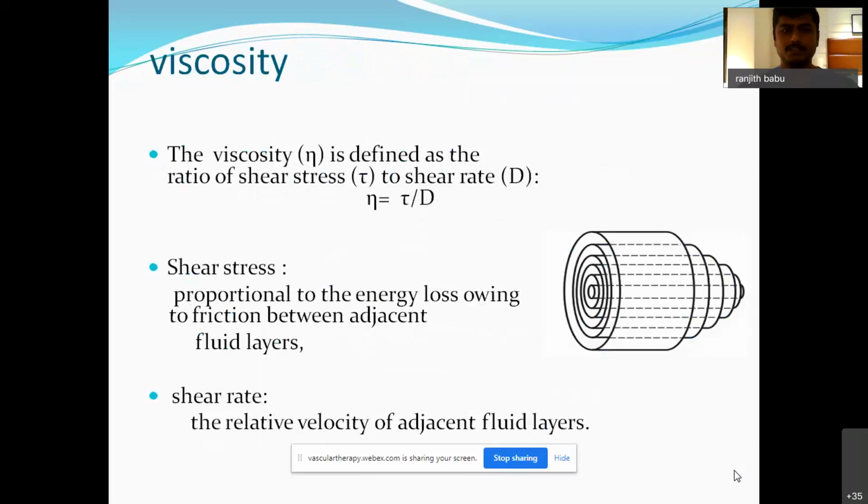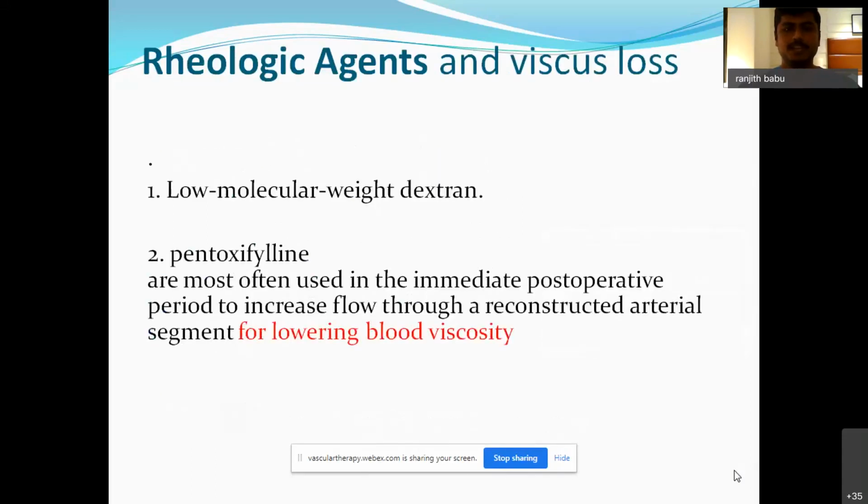First, I will explain the viscous loss. Viscosity is defined as the ratio of shear stress divided by the shear rate. Shear stress is proportional to the energy loss owing to the friction between adjacent fluid layers, and the shear rate is the relative velocity of the adjacent fluid layers. The clinical application of viscous loss is the use of rheological agents. We commonly use rheological agents like low molecular weight dextrans and pentoxifylline, more often in the immediate post-op period, to increase the flow through the reconstructed arterial segments by reducing the viscosity. By this, we are reducing the viscous energy loss of the flowing blood.